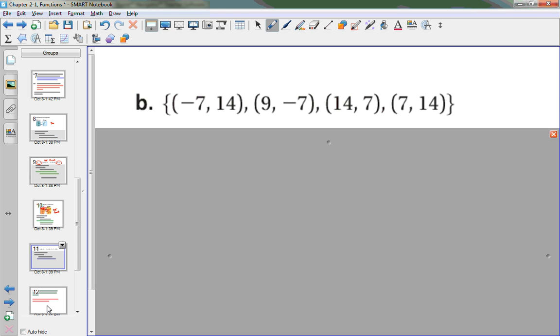Is this a function? What do I look at? X. So read off your x's. -7, 9, 14, 7. Did we repeat any of them? No. Is it a function? Yes, it is. Do we understand that?